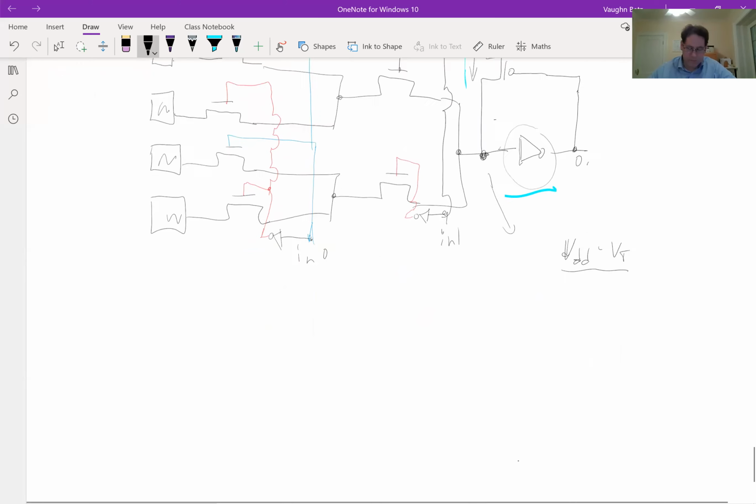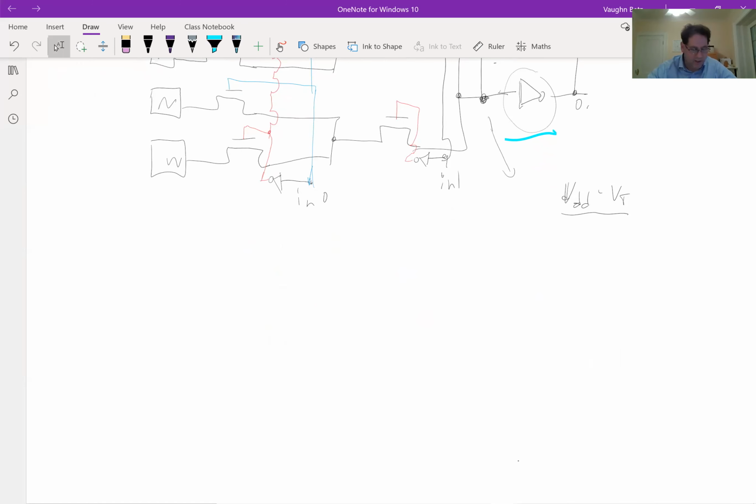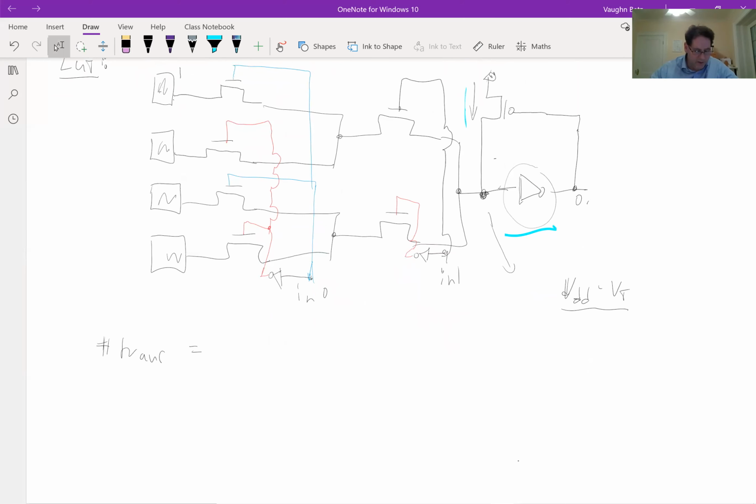Okay, so we built this schematic, and now I want to count how many transistors are in it. So, number of transistors. Let's do it for a 2-input LUT. So this is a 2 LUT. I've got SRAM cells. I've got 4 SRAM cells.